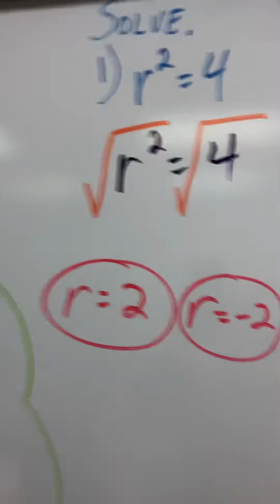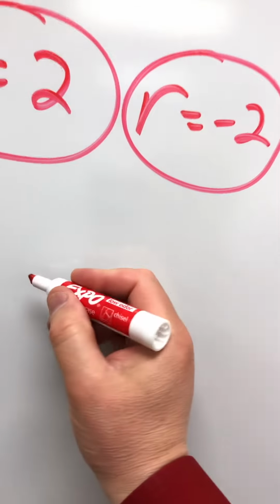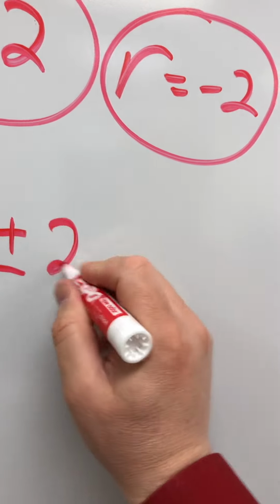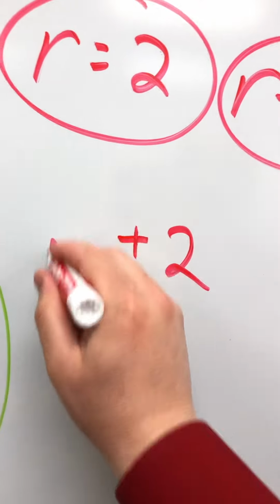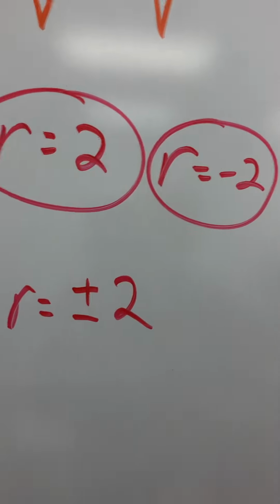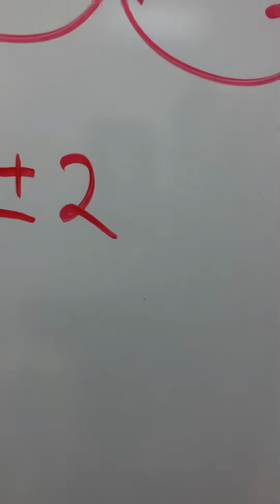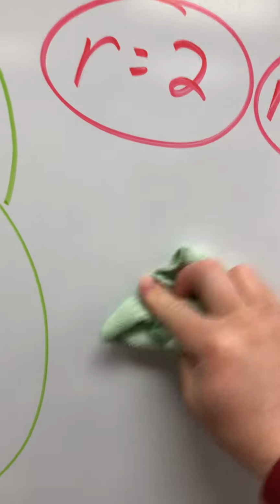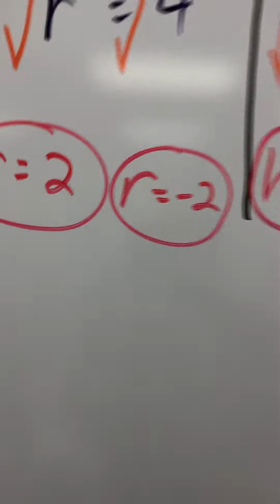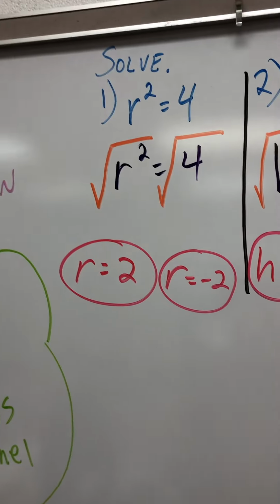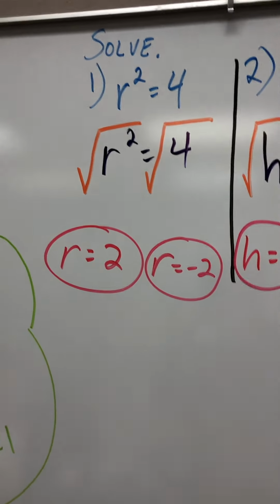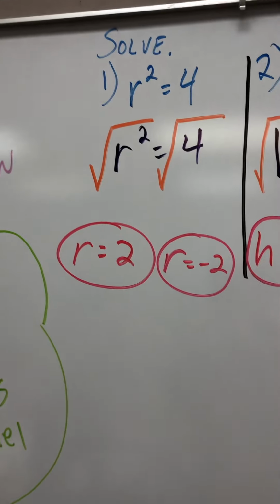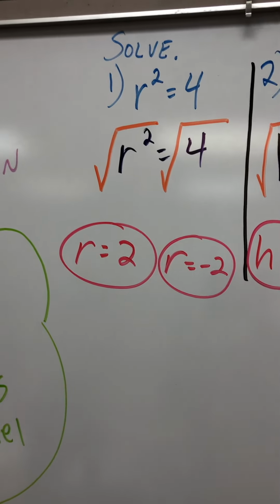By the way, if you were writing it on paper, you could write it as plus or minus 2. Okay? R equals plus or minus 2. However, in today's assignment on IXL, it doesn't give you the opportunity to do plus or minus 2. So you will just be entering 2 and negative 2 in 2 separate boxes.